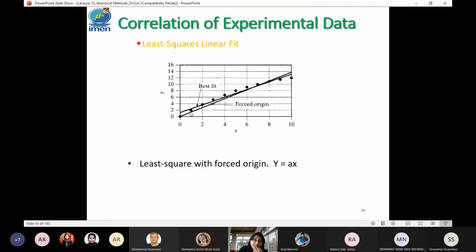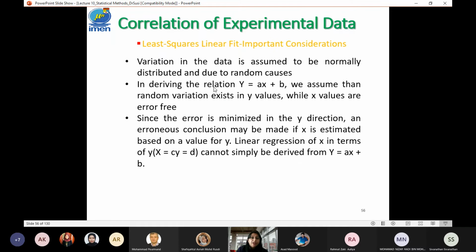So you can also have a best fit. All right, but this doesn't go through the origin. You can also force it to go through the origin, through 0. Some applications require for the initial value to be 0. Okay, so y equals ax without a cut-off point in the y-axis. Okay. And variation in the data is assumed to be normally distributed and due to random causes.